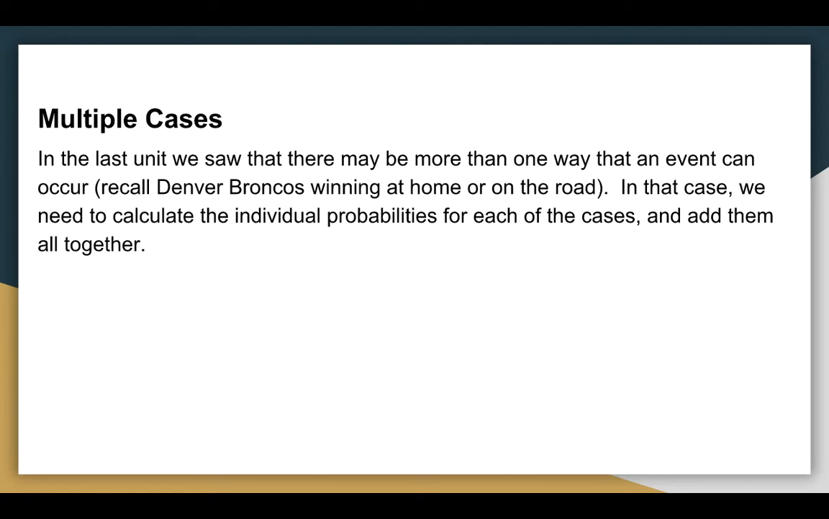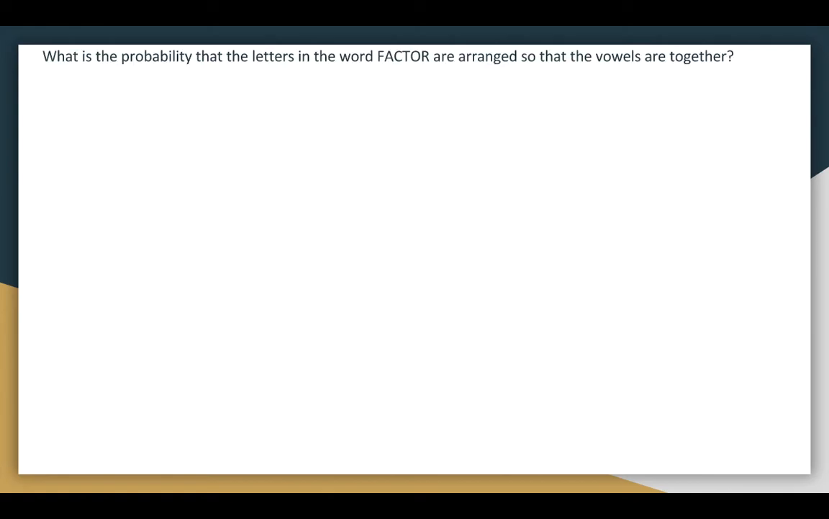In the last unit, we saw that there could be more than one way that an event can occur. We recall the Denver Broncos question where they could win at home or on the road, so there's 2 cases. In that case, we need to calculate the individual probabilities of each case and add them together, or the total number of ways to do each case and add them together. But we have to separate the cases.